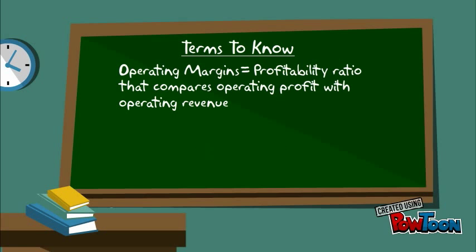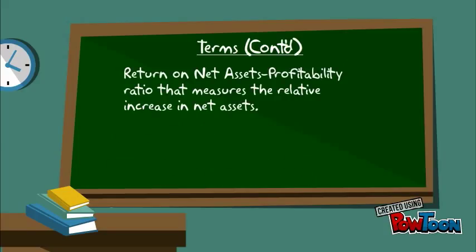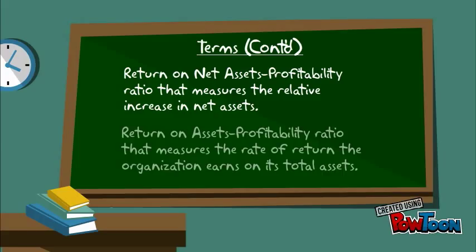Terms to know: operating margins, a profitability ratio that compares operating profit with operating revenue. Total margin, a profitability ratio that compares the excess of revenues over expenses with total revenues to determine overall profits earned. Return on net assets, a profitability ratio that measures the relative increase in net assets. Return on total assets, a profitability ratio that measures the rate of return the organization earns on its total assets.